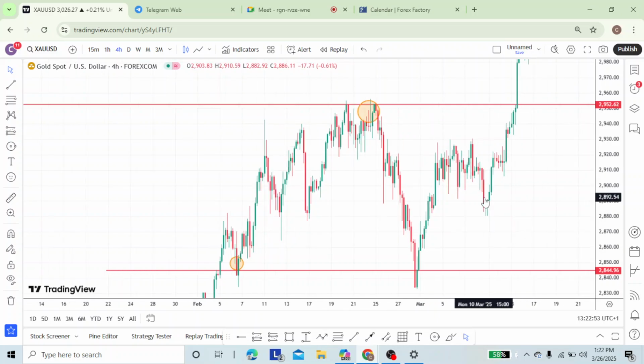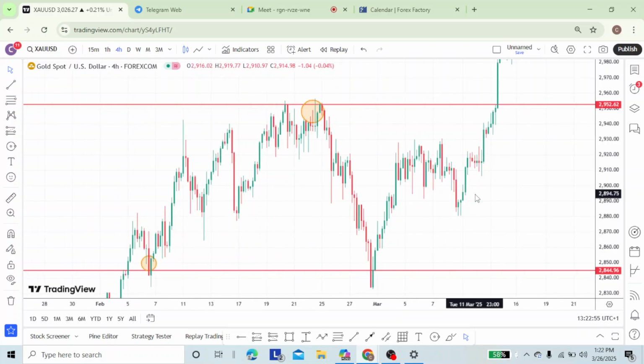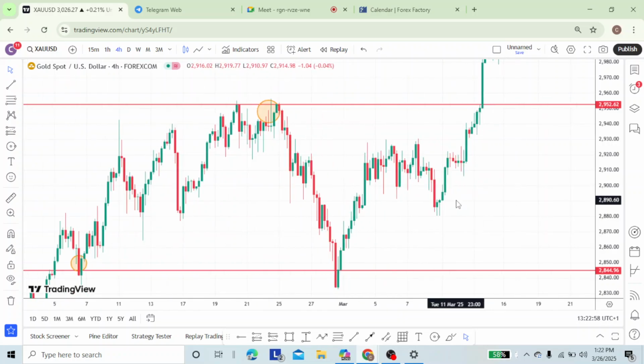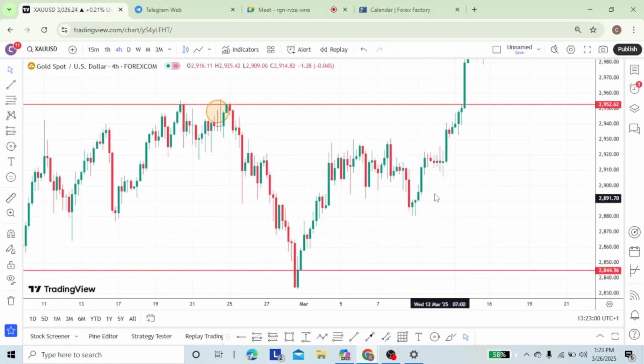Let's go on. So now let's continue with our candlestick patterns. I've talked about the dragonfly, the gravestone, the bullish pin bar, and the bearish pin bar.